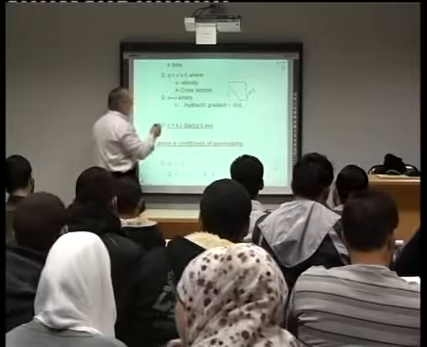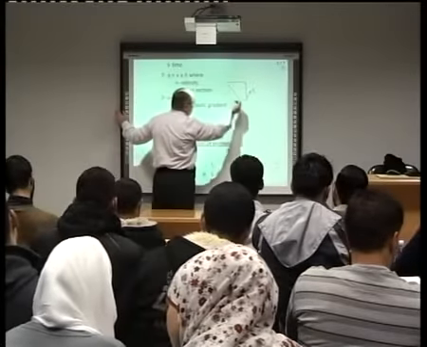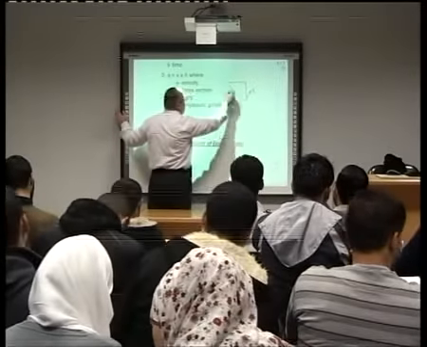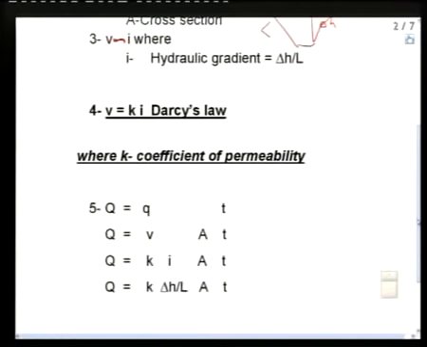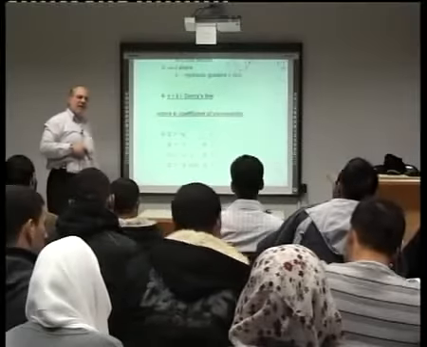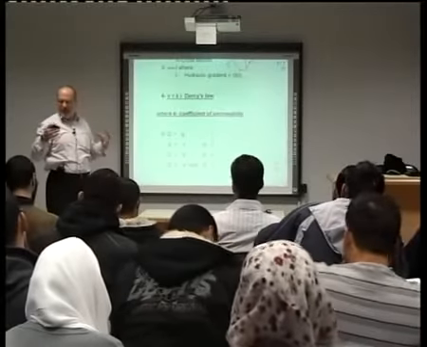So once i is greater, the velocity is greater. Once i is smaller, then the velocity is smaller. So V is proportional to i. This is very important. V is proportional to i. But I don't like this kind of relation. I like it to be fixed with numbers.